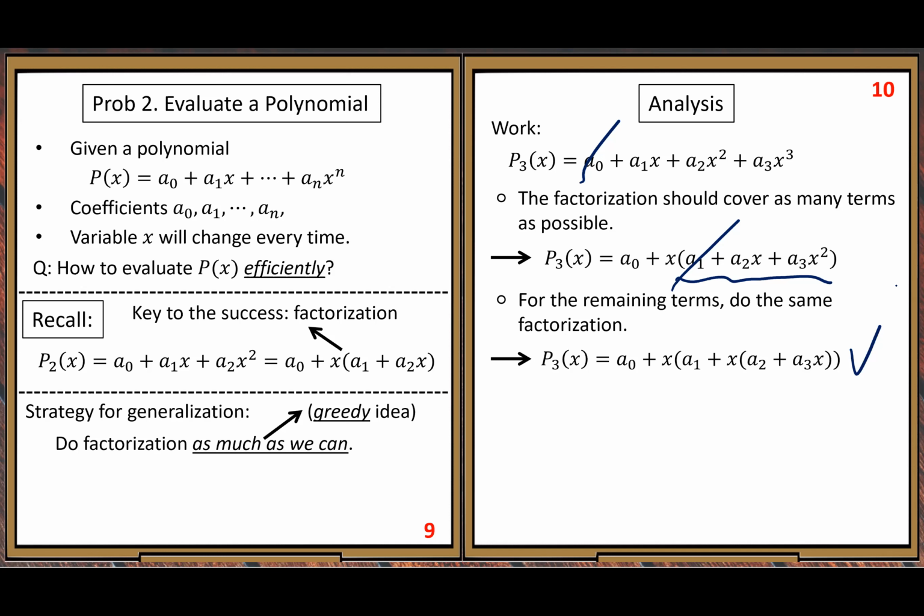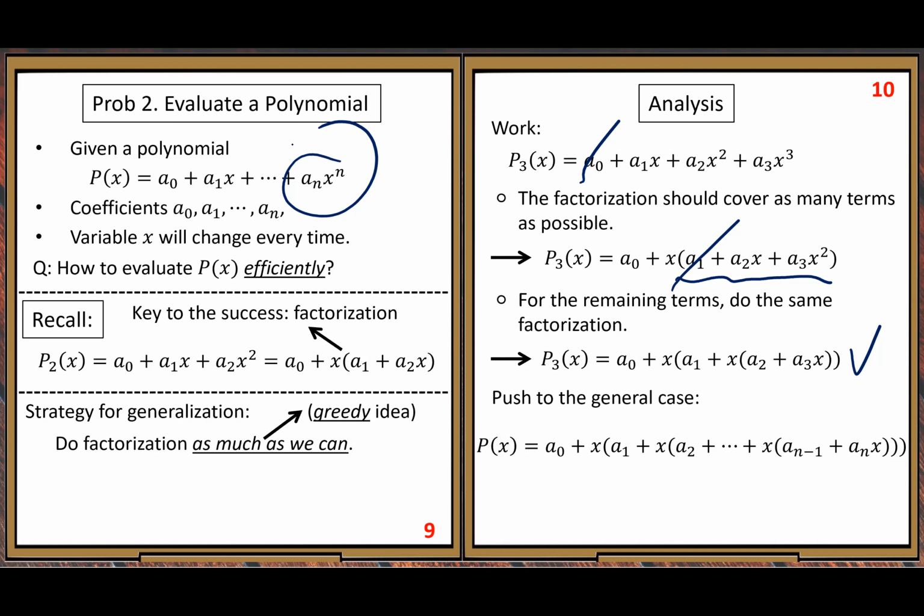Question: can we do the same thing for general n? Our destination is the general polynomial of degree n, with the same type of factorization. We can, right? Not too hard, using the same pattern here. Push to the general case with the same pattern. Can you see this expression for the general case? Can you follow that? This is the so-called Horner's rule.